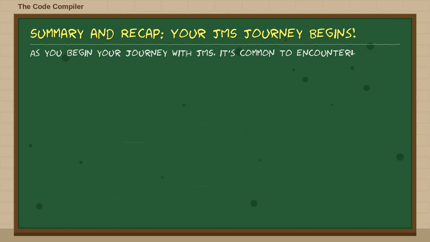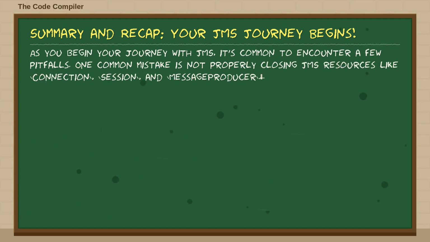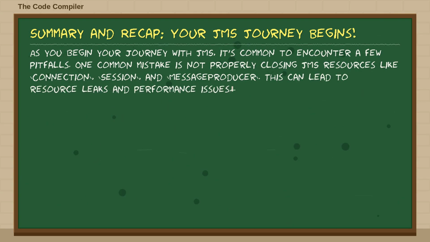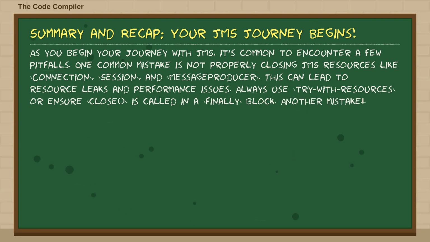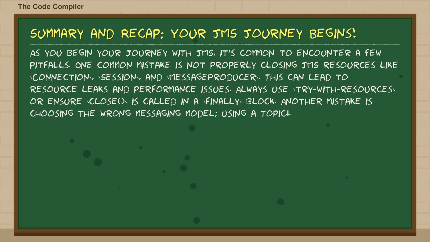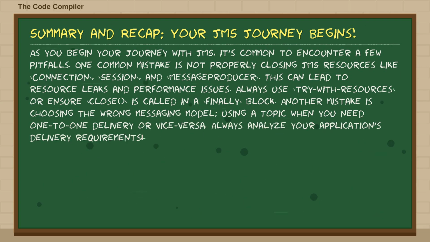One common mistake is not properly closing JMS resources like connection, session, and message producer. This can lead to resource leaks and performance issues. Always use try-with-resources or ensure close is called in a finally block. Another mistake is choosing the wrong messaging model, using a topic when you need one-to-one delivery or vice versa. Always analyze your application's delivery requirements carefully.